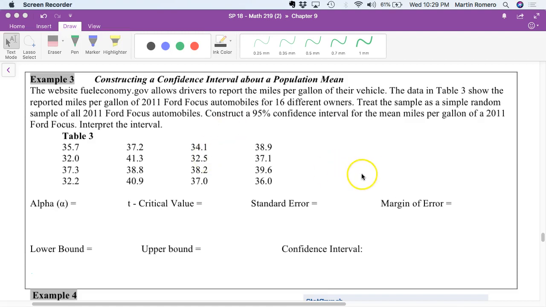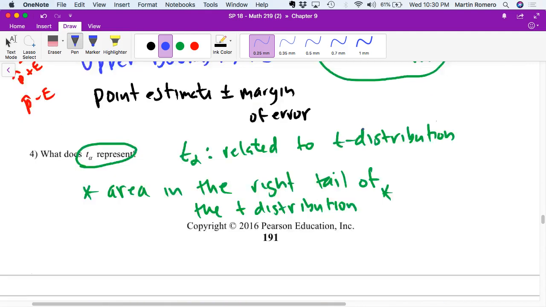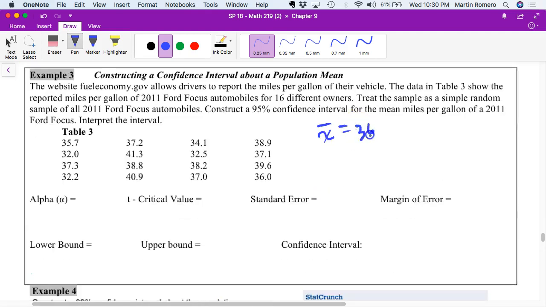With this, we have our point estimate, which we got earlier in the previous example. I want to say it's 36.8. We're trying to come up with an estimate of the miles per gallon a 2011 Ford Focus would have. We have a point estimate, 36.8, but now we want to see what an interval estimate, or a confidence interval, would look like, where we're 95% confident.